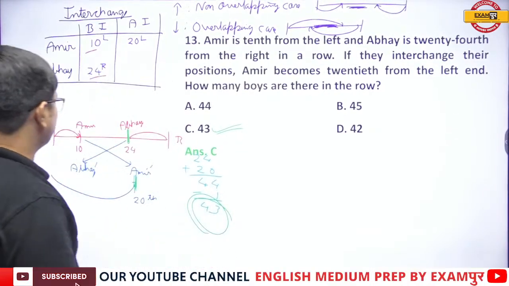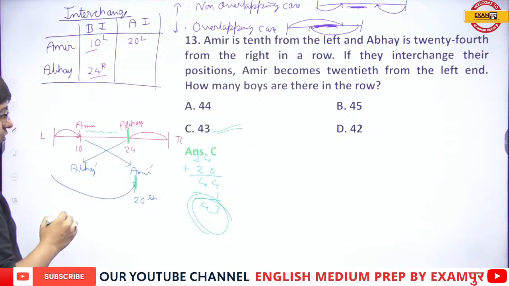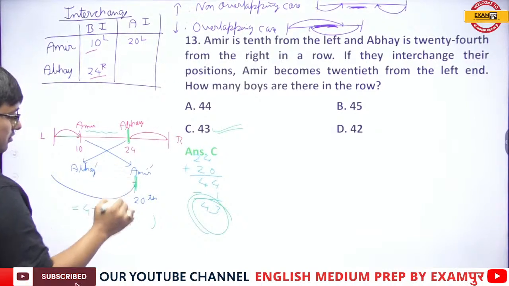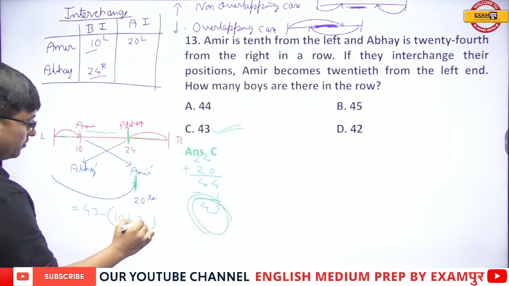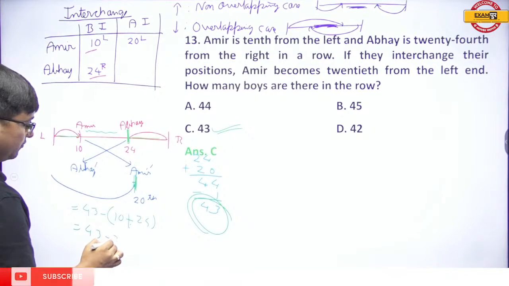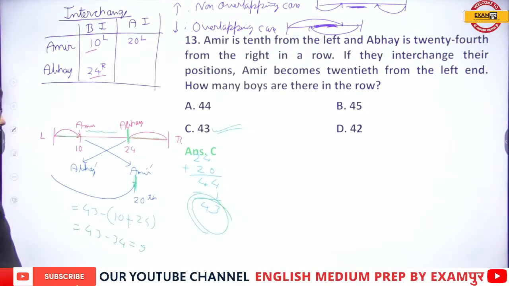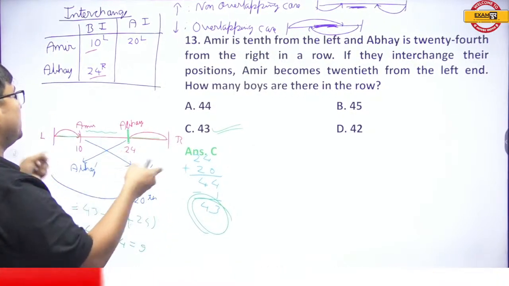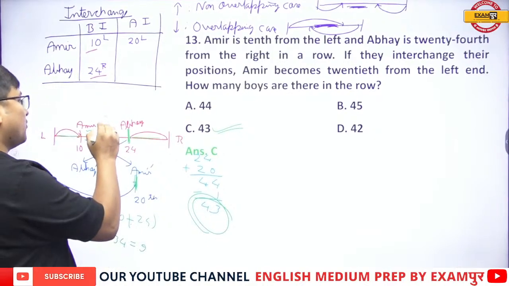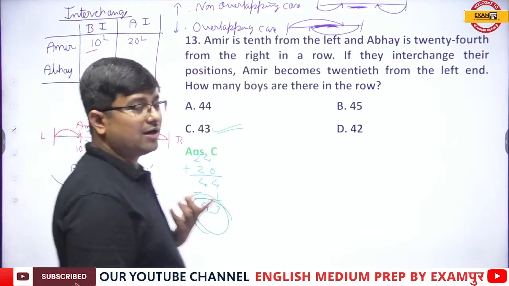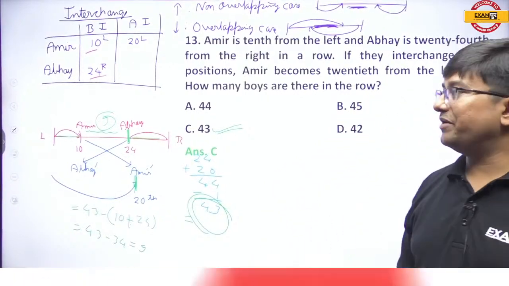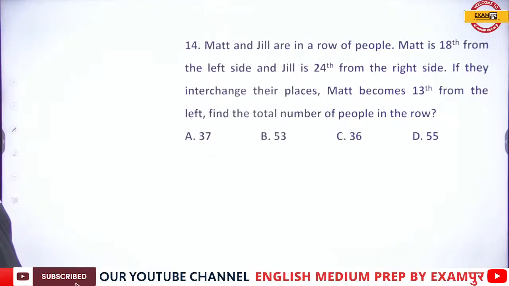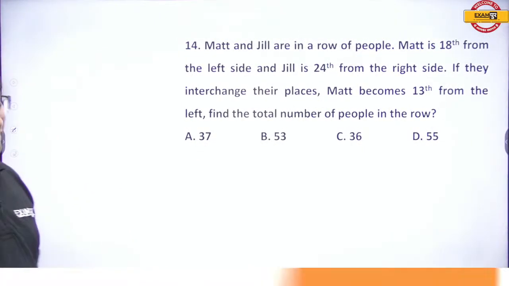But the question can also be, how many persons are in between them? So total persons 43 minus, till here is 10 and till here is 24. 24 plus 10 is 34. So 43 minus 34 is 9. So 9 more persons are required in the middle to bring the sum to 43. So the number of persons between them, if asked, would be 9. Okay, everybody, it would be 9. Next question. Quickly, everyone. Hurry up.